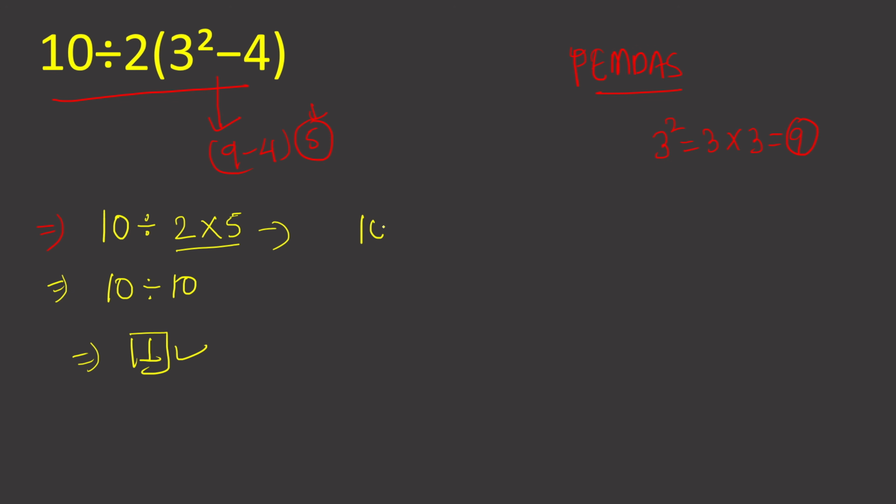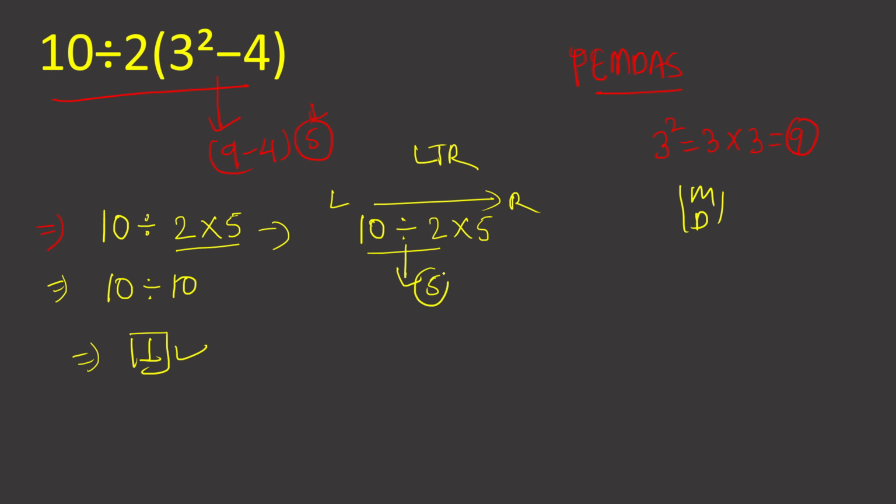So how can we solve 10 divided by 2 times 5? Here is the left to right graph, LTR. We have to solve left to right because multiplication and division have the same priority. So first we will divide this part, which is 10 divided by 2, will give us 5 here.